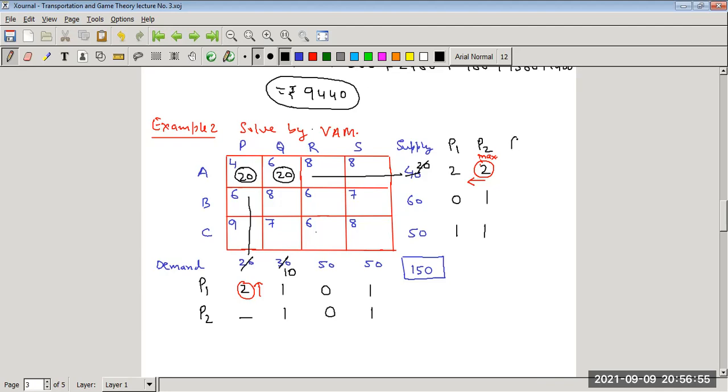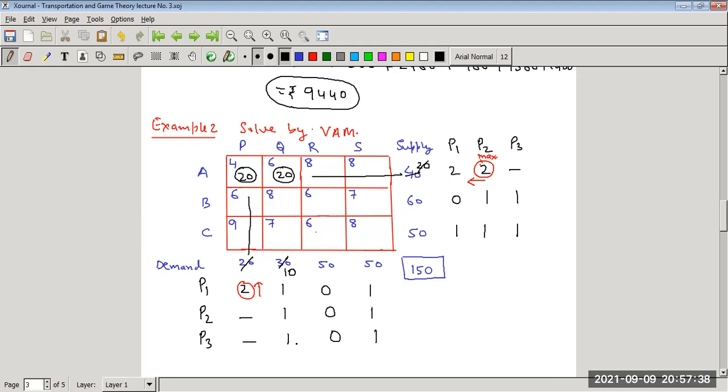Now again we calculate penalty P3. Because this row is exhausted, we can put dash. Now come to this, penalty is 1. Here penalty is also 1. P3 dash, penalty is 1. Penalty is 0. Penalty is 1. Now there is a tie. So what we do? We can take any one of them, but where we can send maximum number of items, or we can say the cost per unit in that cell should be minimum.